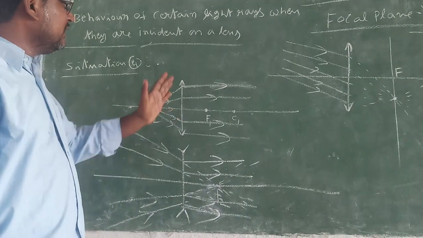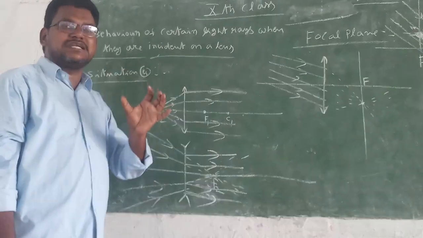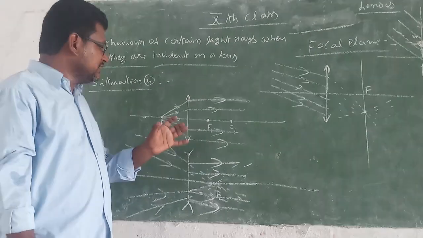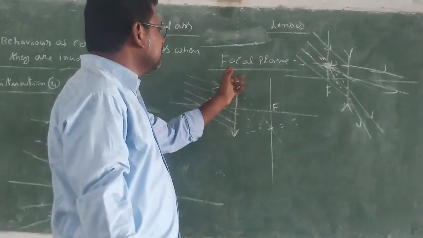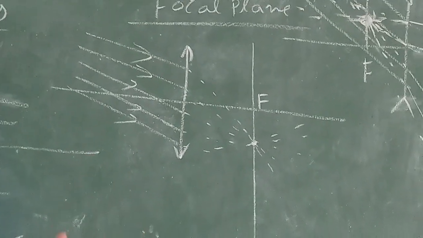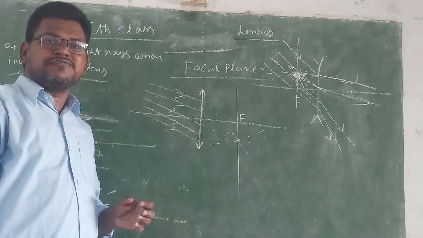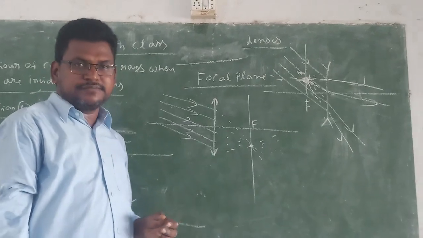So in this way, incident light rays behave on convex and concave lenses. Now let's see the focal plane, just before I explain what is meant by a focus or focal point. Now here, let's see the focal plane.